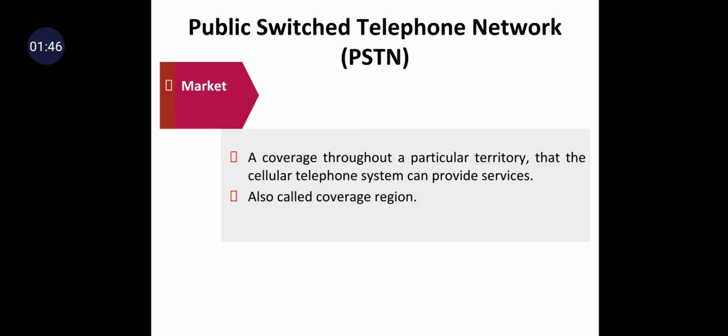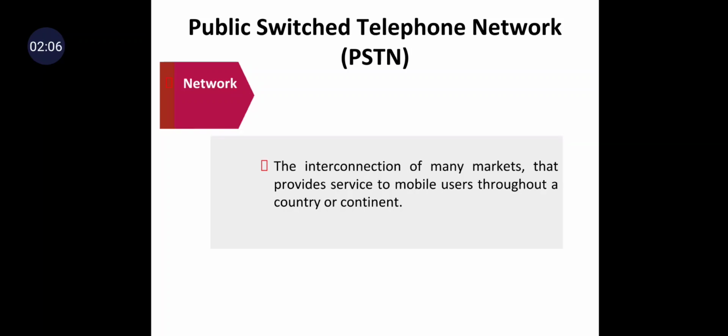Now let's see some important terms in PSTN. The first term is market. Market is nothing but a coverage area, or the coverage throughout a particular territory in which the cellular telephone system can provide services. The other name for market is coverage region. And let's see about network. Network means the interconnection of many markets that provides service to mobile users throughout a country or continent.